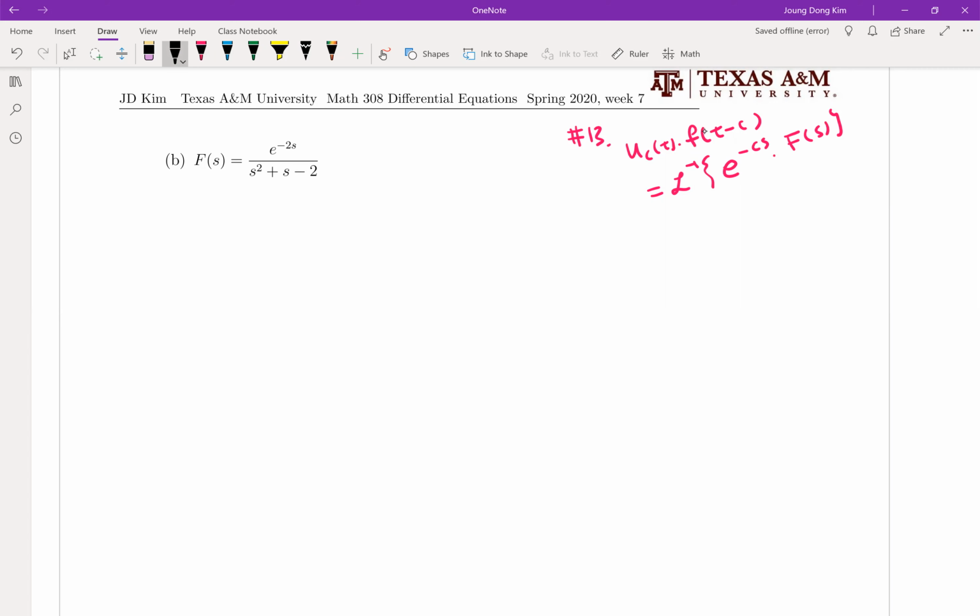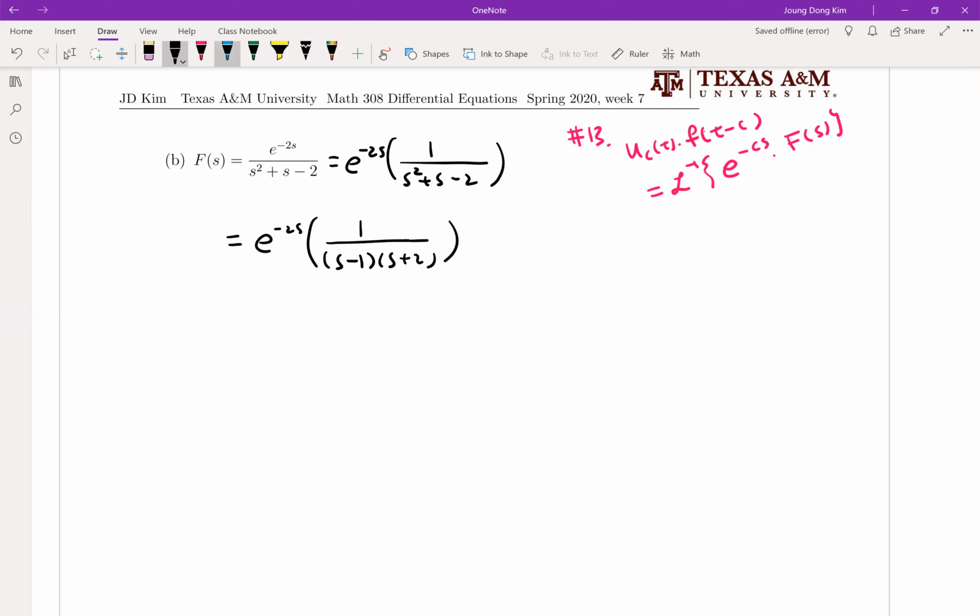Definitely your denominator does not match any form on the table, so we have to do the partial fraction. This will be written as e to the minus 2s times 1 over s squared minus s minus 2. Let me factor this as well. It is equal to e to the minus 2s times 1 over (s minus 2)(s plus 1).